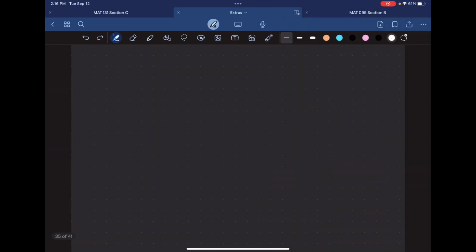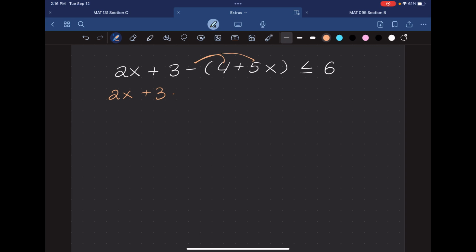All right, next one. Suppose we have something like 2x plus 3 minus the quantity 4 plus 5x, less than or equal to 6. We'll solve this the same way as if we had an equals instead of a less than or equal to. So if we had an equals, you would probably start by distributing the negative and then combining like terms. And so we're going to do the same thing. So I've got 2x plus 3, and I'm going to distribute this negative. So I've got minus 4 minus 5x, and then we've got less than or equal to 6.